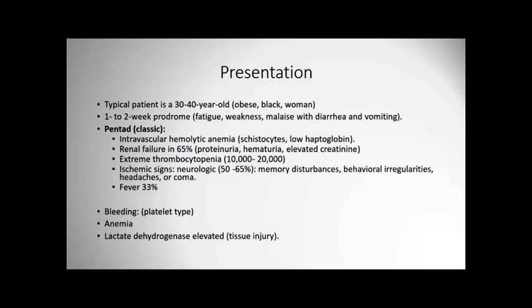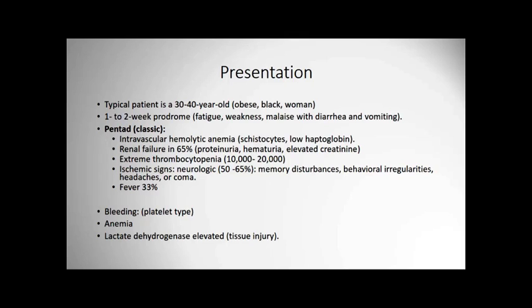So this is the typical patient, 30 to 40-year-old, obese black woman. They will have a 1 to 2 week prodrome. They are going to feel bad for a while. Fatigue, weakness, malaise, sometimes diarrhea and vomiting. They get to the ER and they say you have a virus. Take loperamide, take this, take that. Go home. If you feel better, stay home. If you feel bad, come back.